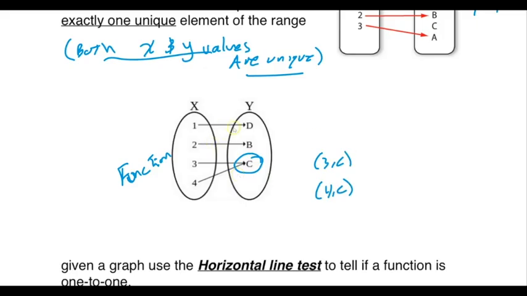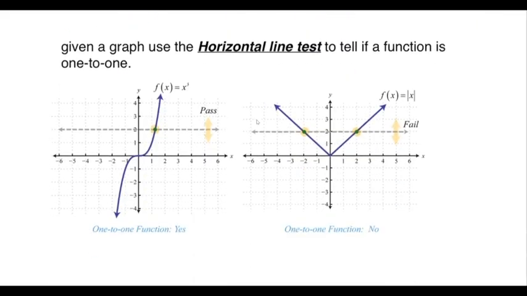If I give you a graph, how do you tell if it's a one-to-one function? We can do what's called a horizontal line test. If something passes both the vertical line test and the horizontal line test, then it's a one-to-one function. Right here, you draw a line. You only hit it once. Exact same rule as the vertical line test. You only hit it once, and then it's a one-to-one function.